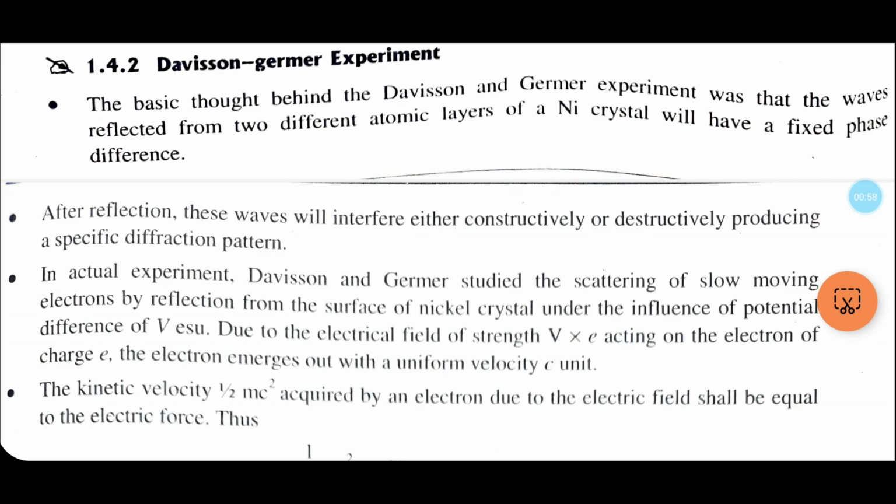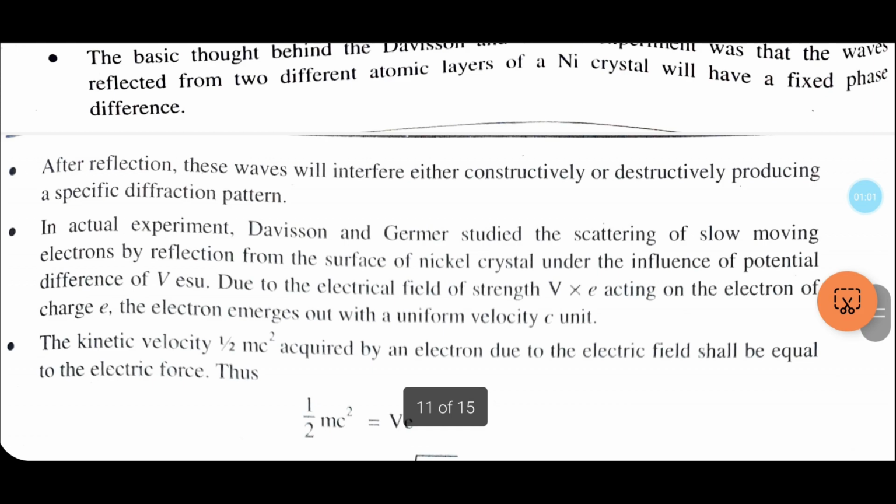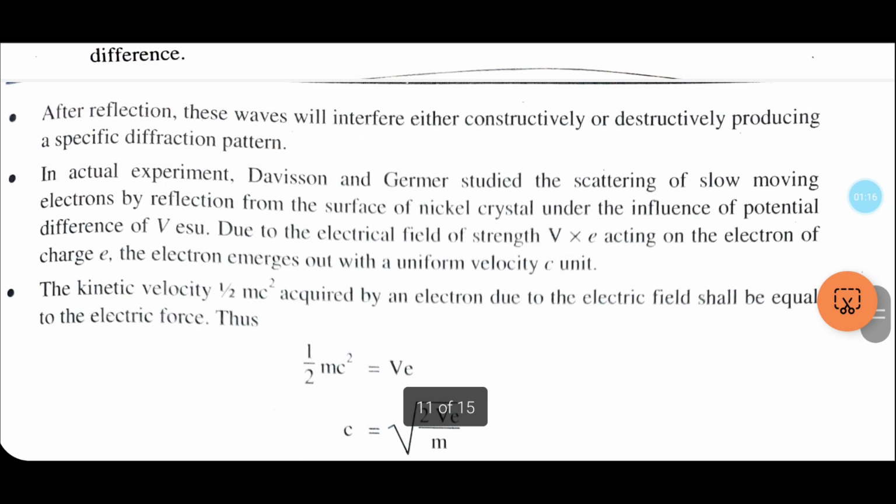In the Davisson-Germer experiment, there is scattering of slow-moving electrons by reflection from the surface of a nickel crystal, under the influence of a potential difference V, due to the electric field of strength V acting on the electron of charge e, and the electron emerges out with a uniform velocity. Now in this experiment, from the surface of the nickel, the electron emerges out. That emerged electron has some velocity c and charge e.